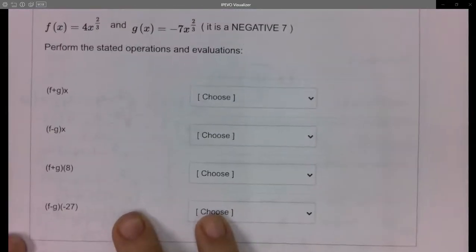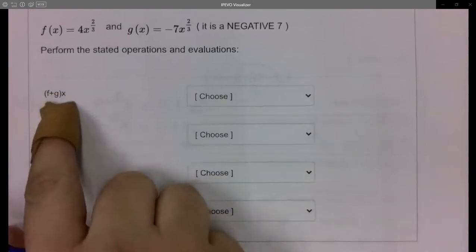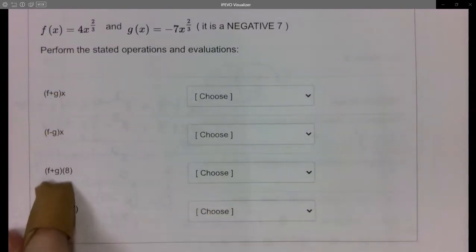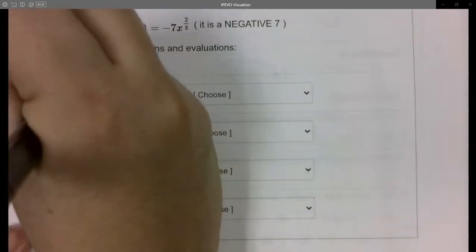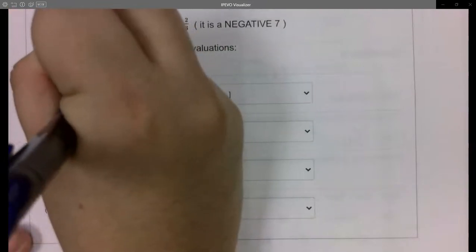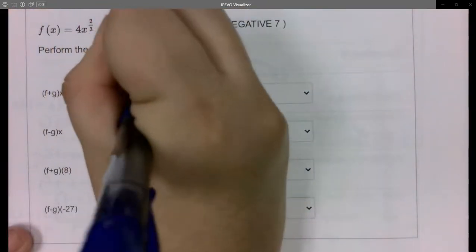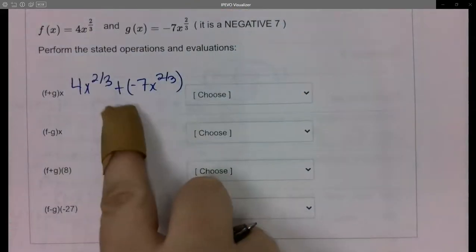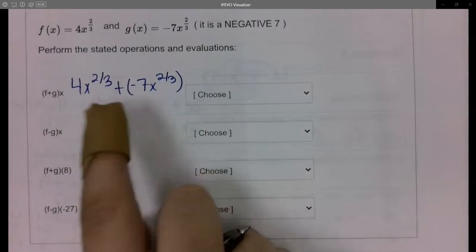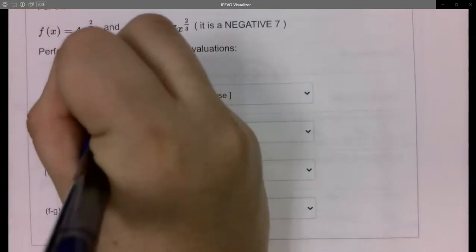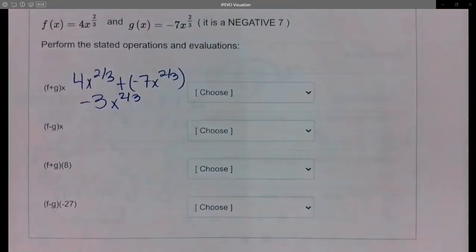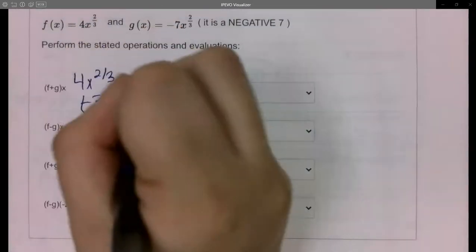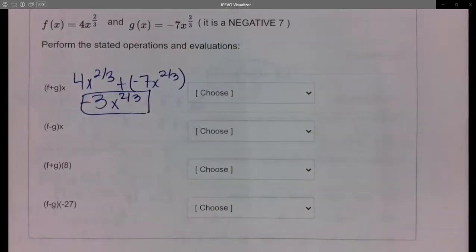Moving on. This one gives me two functions. It wants me to add the 2, subtract the 2, plug in 8 to the addition function, plug in negative 27 into the subtraction function. So for adding the functions, I have 4x to the 2/3 plus negative 7x to the 2/3. Because I have a plus sign, I'm just going to add those two numbers together. 4 minus 7 is negative 3. And then my x exponent stays the same. So my answer for the first part is negative 3x to the 2/3.